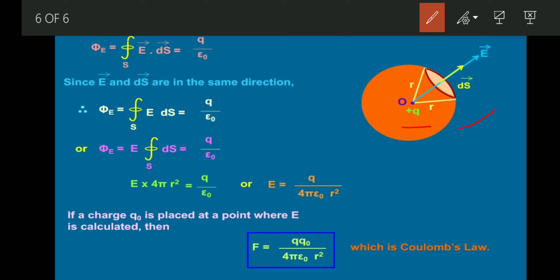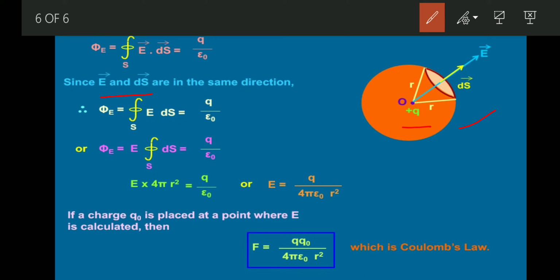Now again, the electric field of plus q will be radially outward, and since ds is also perpendicularly outward, therefore phi will be equal to the integral of E dot ds, which is equal to q upon epsilon naught. This is Gauss's law. Since E and ds are in the same direction as we have done in the previous case, that will be cos 0 and which will be 1.